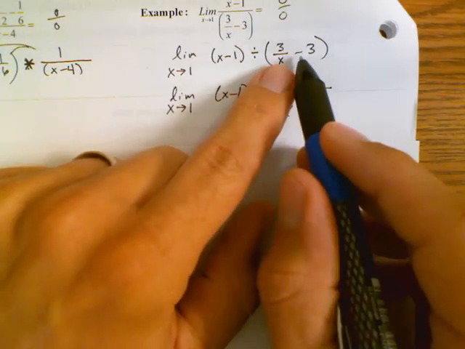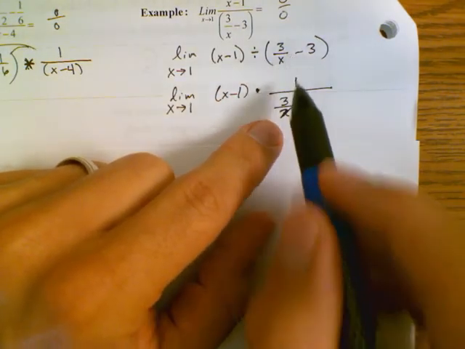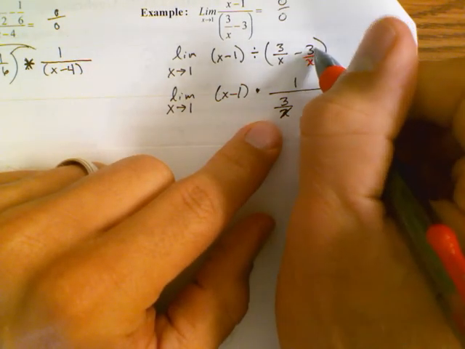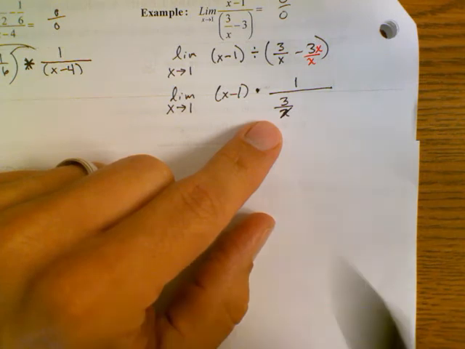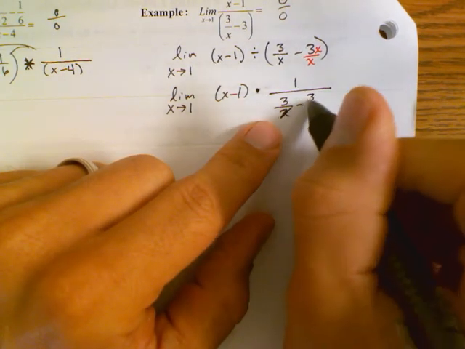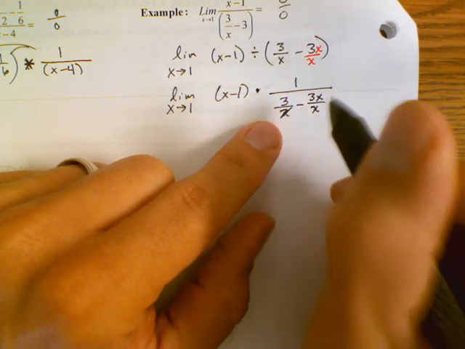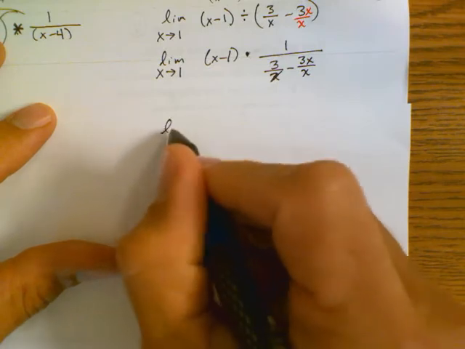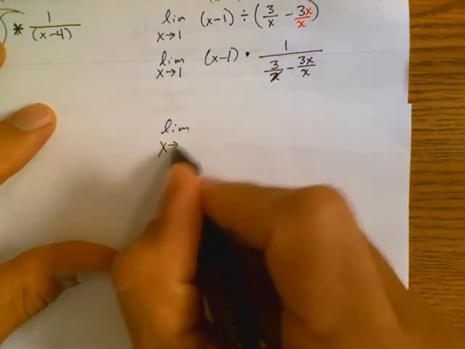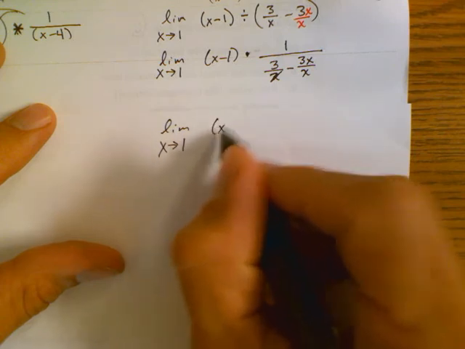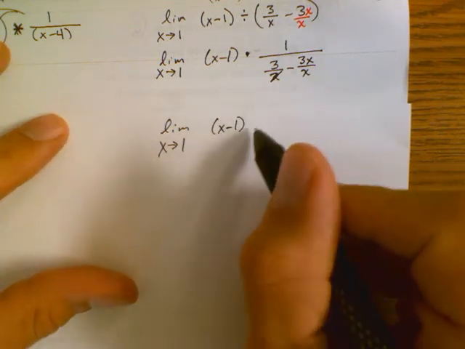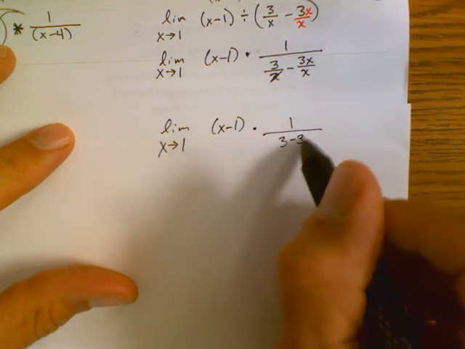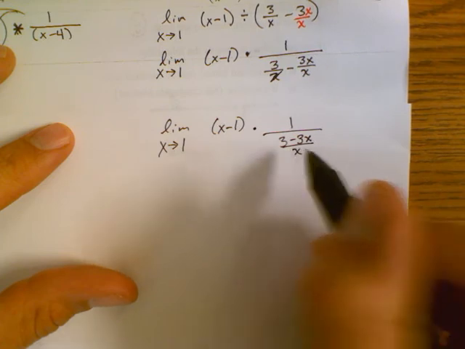Now, I noticed that these two terms don't have the same x in the denominator. This one has a 1 in the denominator, so let's go ahead and give it an x. 3 over x minus 3x over x. So now that has a common denominator. And that's the name of this game. We're going to basically find common denominators, combine like terms, and then eventually cancel out some factor. 1 over 3 minus 3x over x.